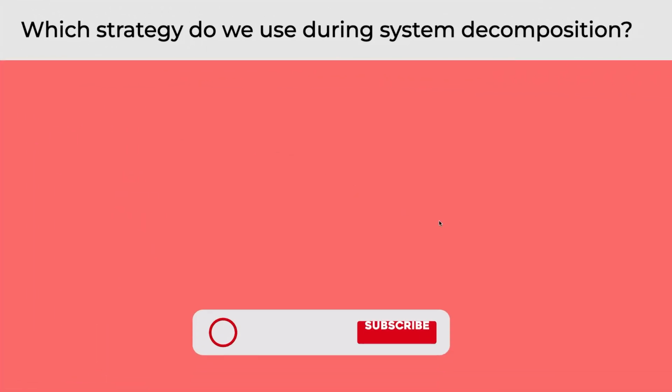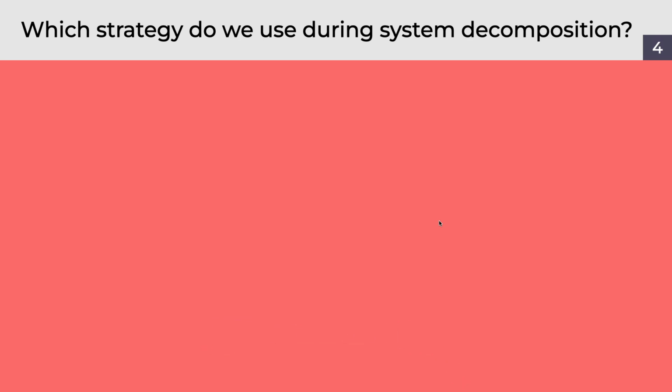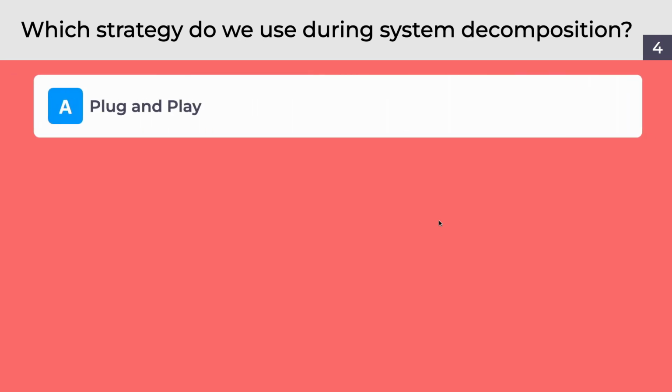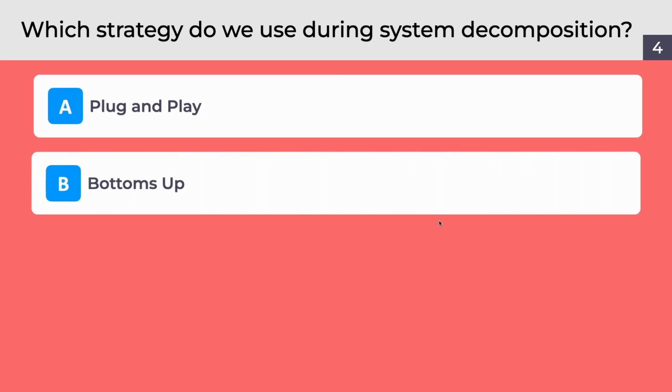Question 4. Which strategy do we use during system decomposition? Option A, plug and play. I don't think we covered plug and play. This kind of seems a little bit odd. Option B, bottoms up. Bottoms up normally means we start from the bottom and go to the top. In other words, we build the lower level components first and then the higher level components and so on. It's like going from the leaf of the tree back to the root. That doesn't seem right either.